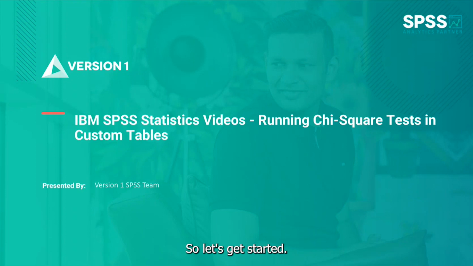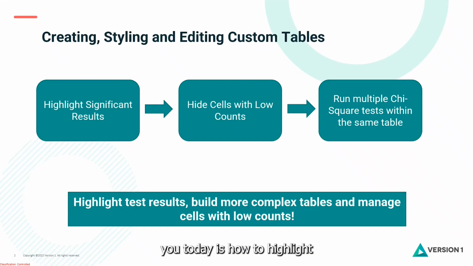So let's get started. What we want to show you today is how to highlight significant results. We want to show you how to hide cells with low counts. And we want to show you how to run multiple chi-square tests within the same table. So at the end of today's session, you should be able to do all of these tasks.